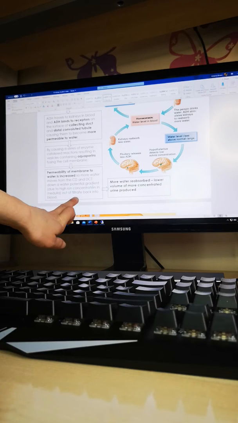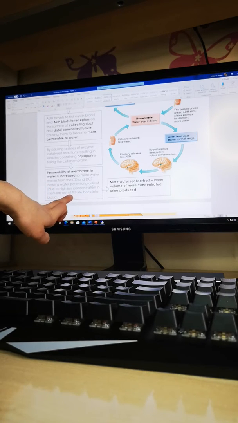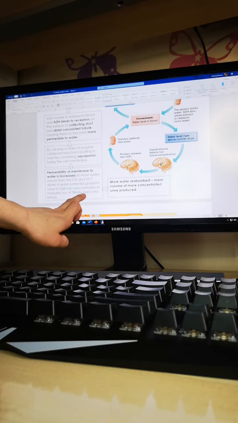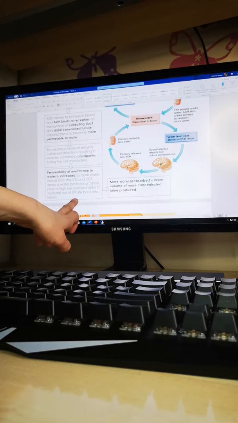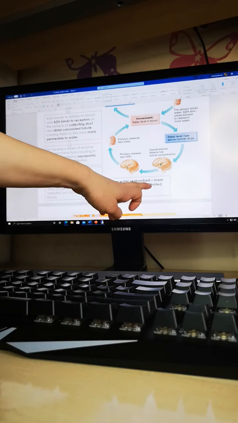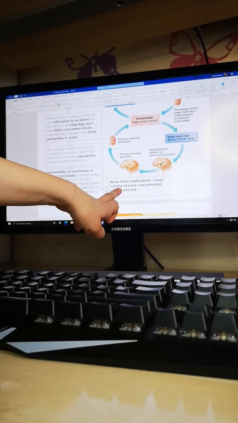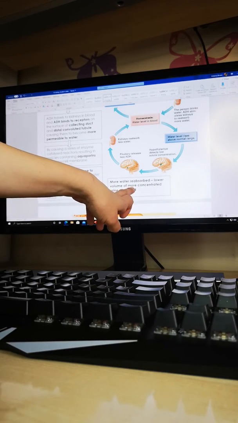It's really important you say out of the filtrate, back into the blood. The exam board are really keen now on where things are moving to and from. And the outcome then is that more water is reabsorbed from the filtrate back into the blood. You get a lower volume of urine, which is more concentrated.